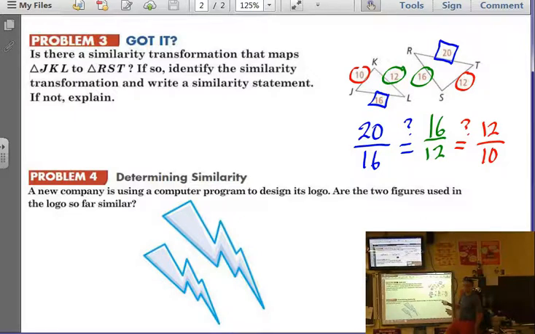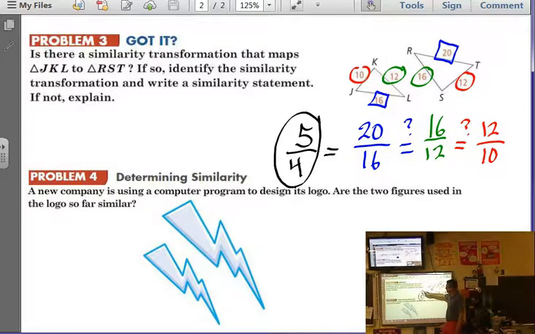So now let's think about what these ratios would be if I simplified them down. Well, 20 and 16 can both divide by 4 and become 5/4. So that would have to hold true for each of these. Well, to go from 4 to 12, that would multiply by 3, and this does not hold true. So we see right there our similarity falls apart.